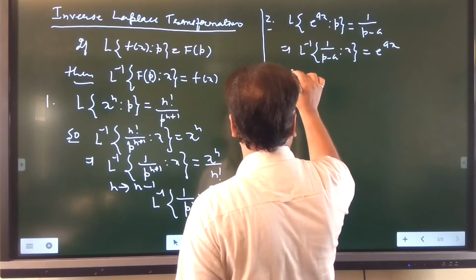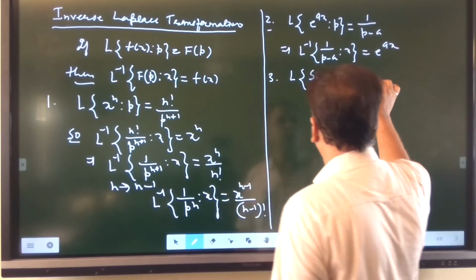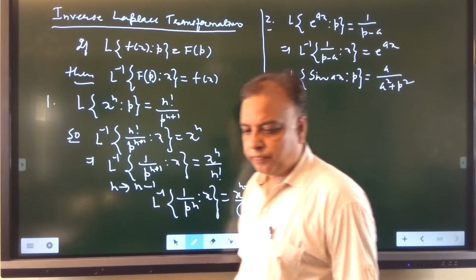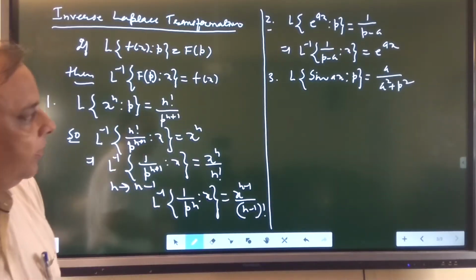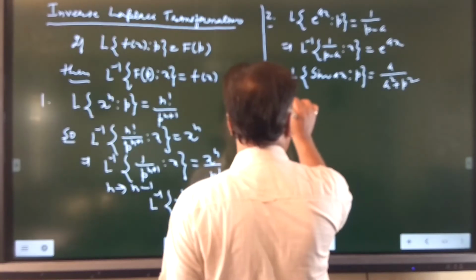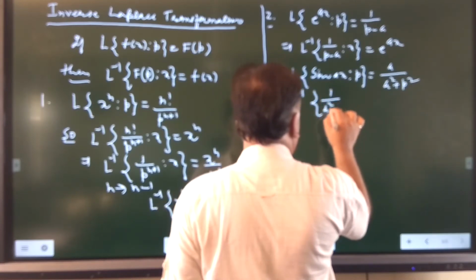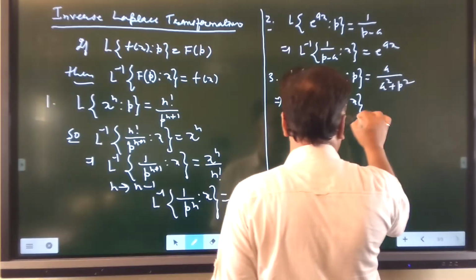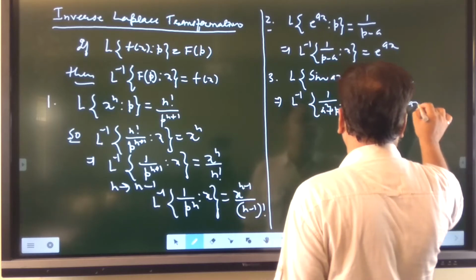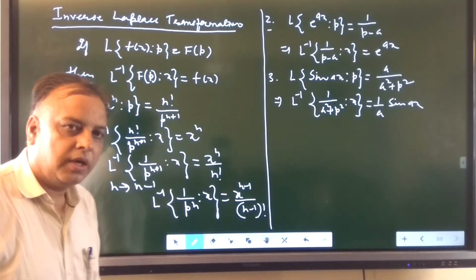We also know that the Laplace transformation of sin ax with respect to p is equal to a upon a square plus p square. So, inverting this result, the inverse Laplace transformation of 1 upon a square plus p square with respect to x is equal to 1 upon a sin ax.